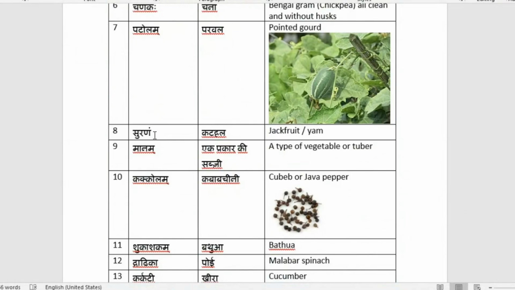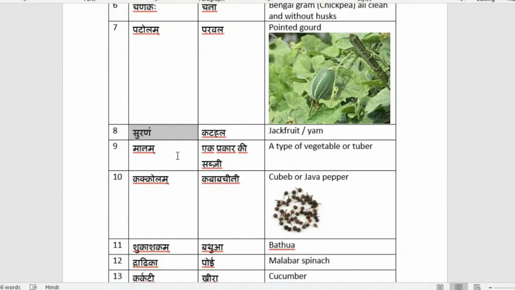But again, I would request, remember the Sanskrit words because you cannot go wrong in Sanskrit. Translation can be wrong depending upon every translator. So suran, katahal, at times in some books it is called jackfruit, in some it is called yam.